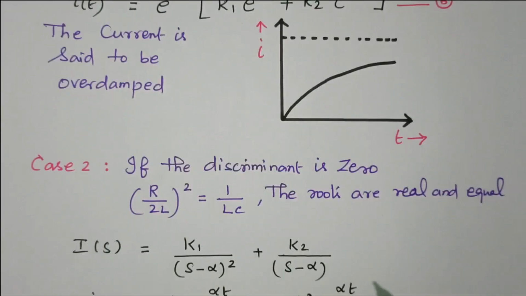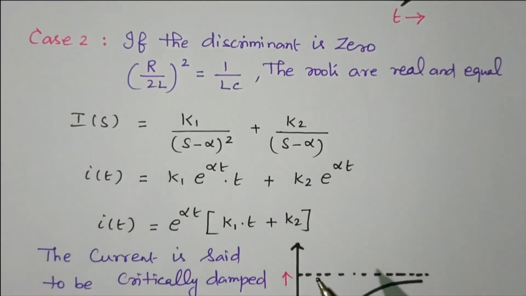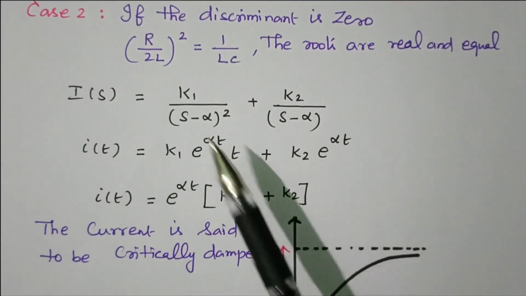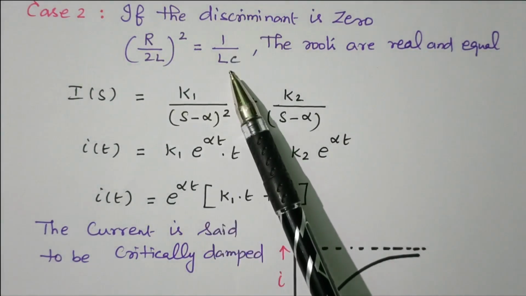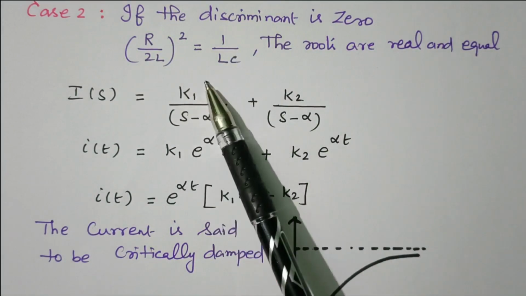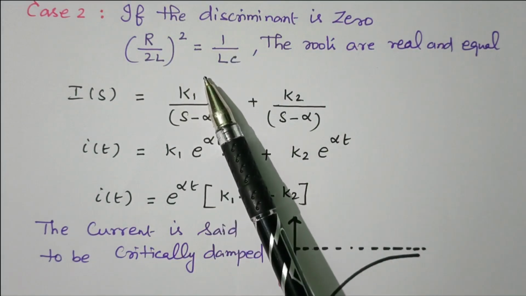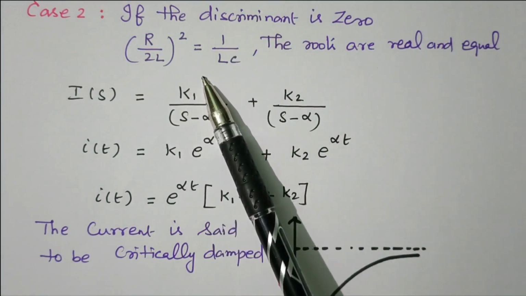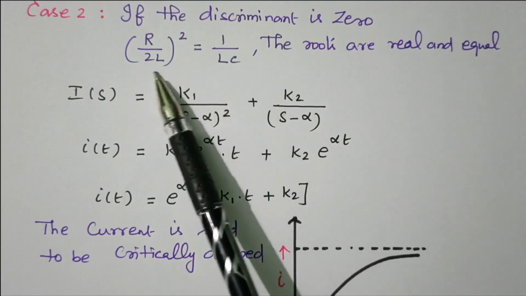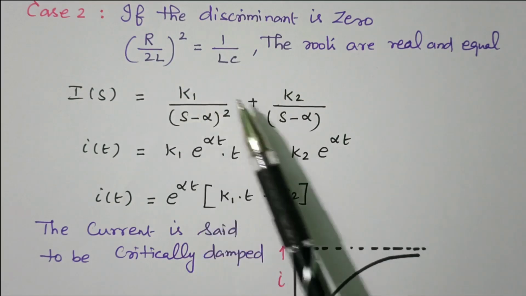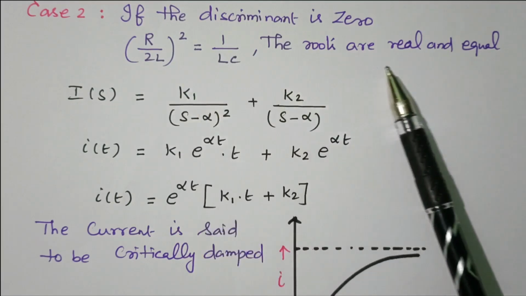Now we'll go to the second case. The second case is where both are equal: (R divided by 2L) the whole square equals 1 divided by LC. So both get cancelled. There is no square root term, no plus or minus term. So there is only one root. The roots are real and equal because the square root term is totally cancelled.